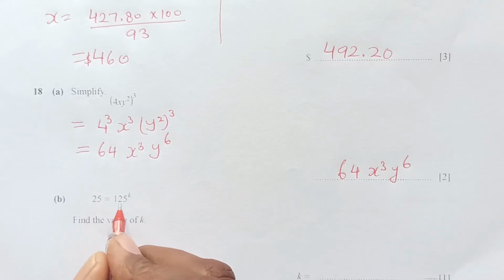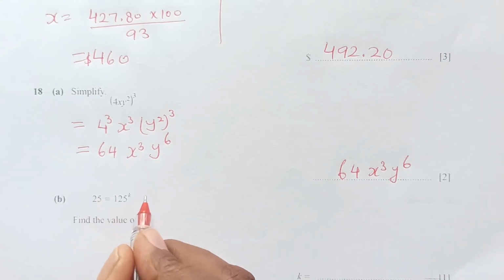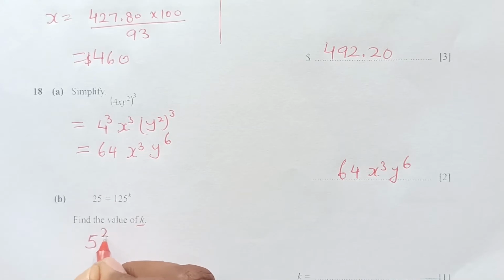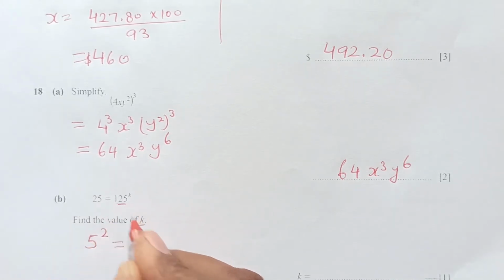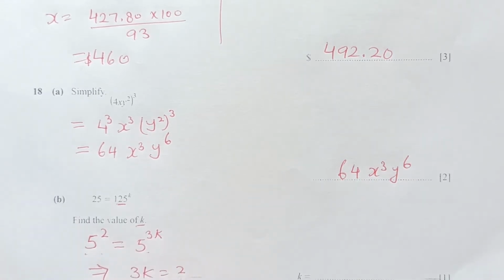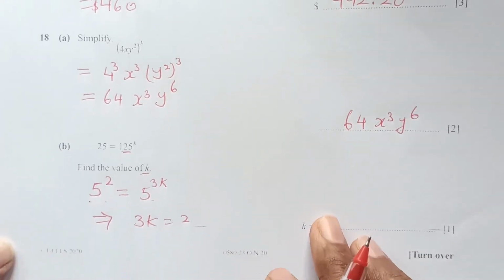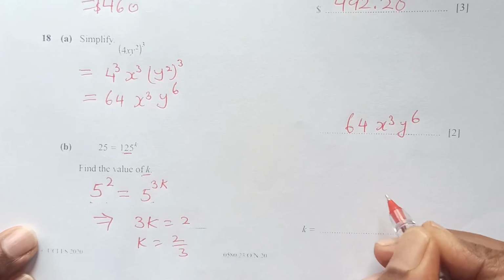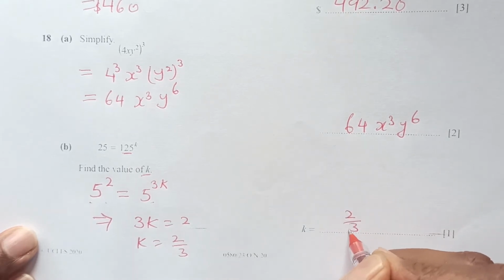Now 25 equals 125 to the power k. Find the value of k. So we can write 25 as 5 squared, and 125 as 5 cubed, and k is there with that. So the base is the same. Now if the base is the same, we can equate the powers. So that means 3k is equal to 2, and k is going to be 2 over 3. So k is 2 over 3.